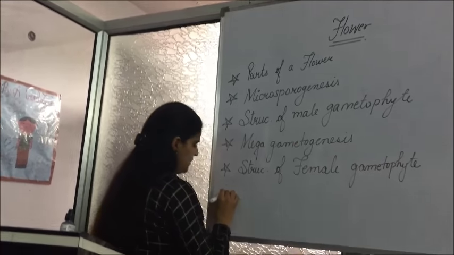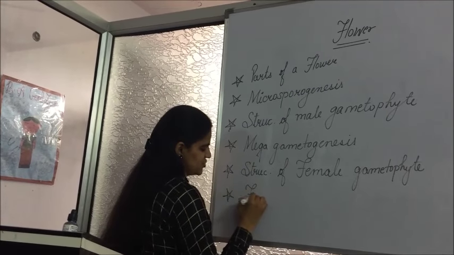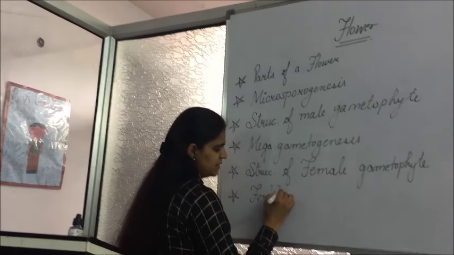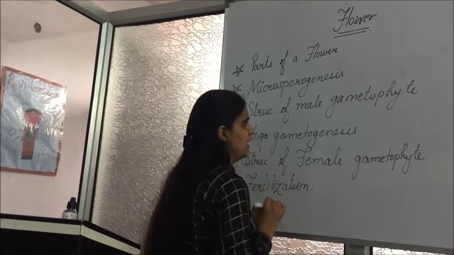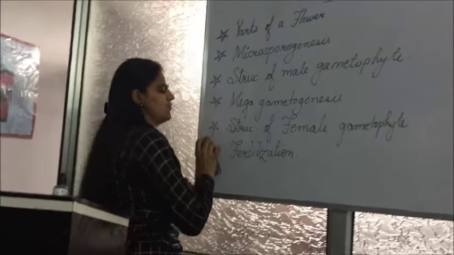And last, a very important topic, that is fertilization in angiosperm. These 6 topics are very important related to flower. Now, I am starting from the first, parts of a flower.